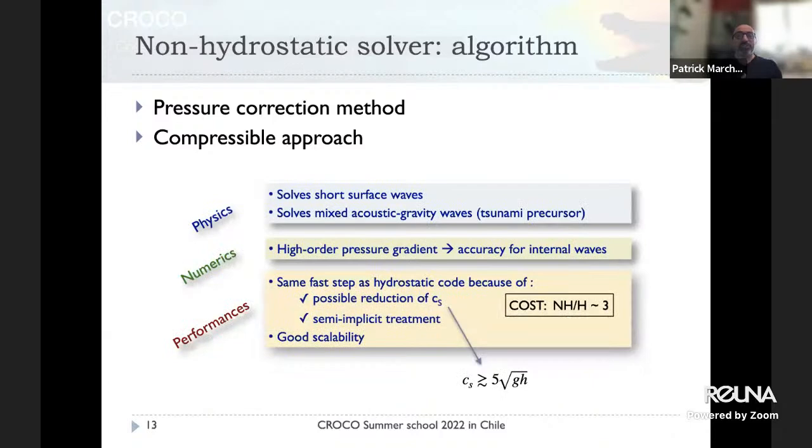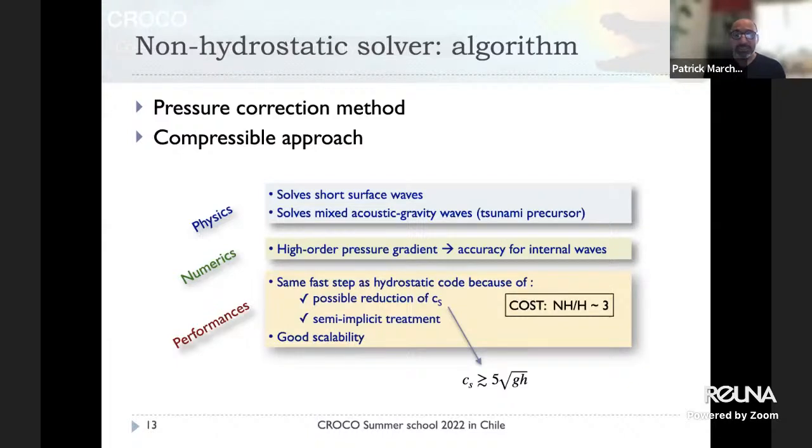So the advantages of this approach: one is for the physics. You can solve short surface waves in this case, because there is no approximation for surface conditions. You can also solve mixed acoustic gravity waves, which can be generated by a tsunami, for example. So it can be interesting for tsunami precursors.